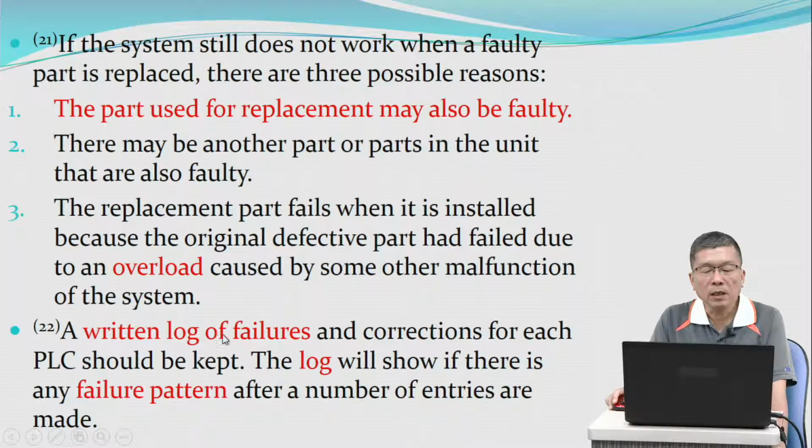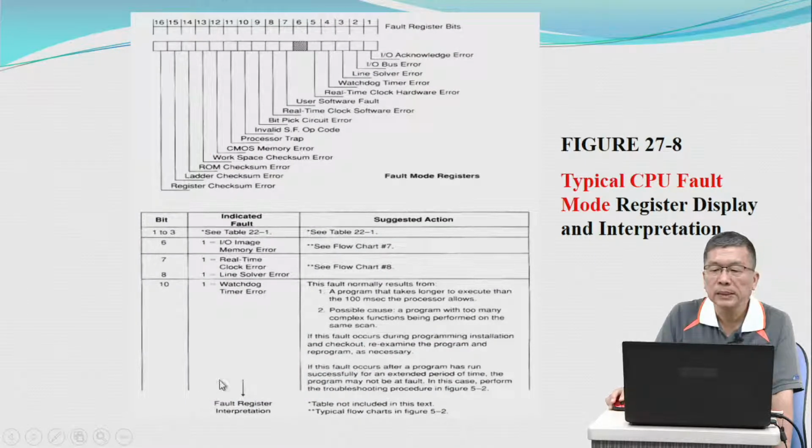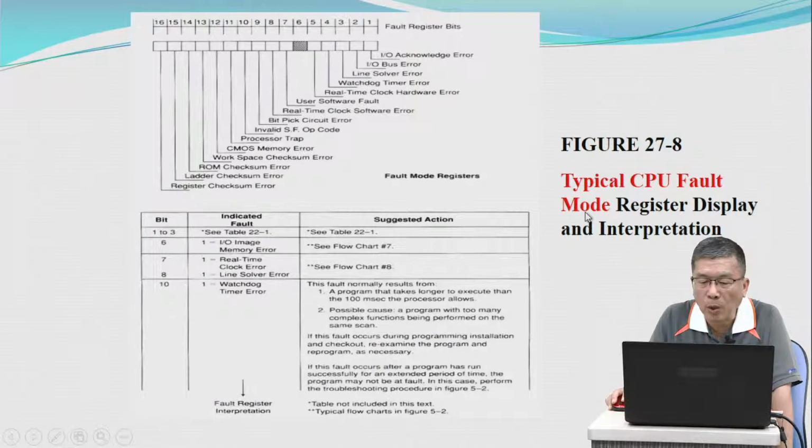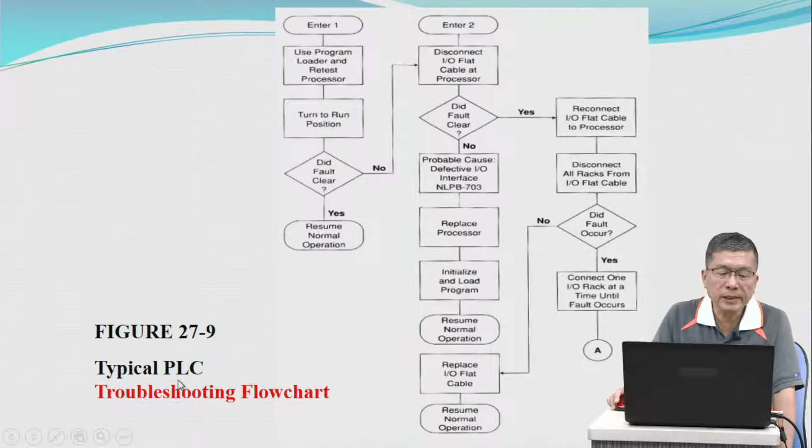A written log of failures and the corrections for each PLC should be kept. The log will show if there is any failure pattern after a number of entries are made. This is a typical CPU fault mode register display and interpretation. Fault mode register. This is a typical PLC troubleshooting flowchart.